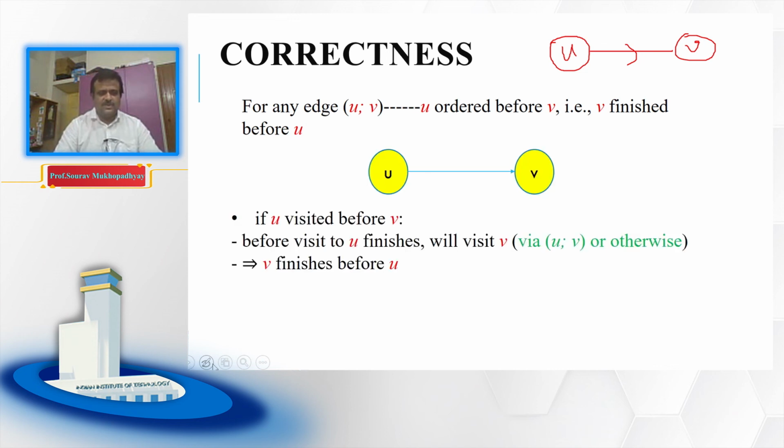Case 1 is if u is visited before v. So, if u is visited before v, then we take this path at some point of time. There could be another path also. We can explore that path, then we will come back here. Then we have to take this path in the DFS visit call of u.